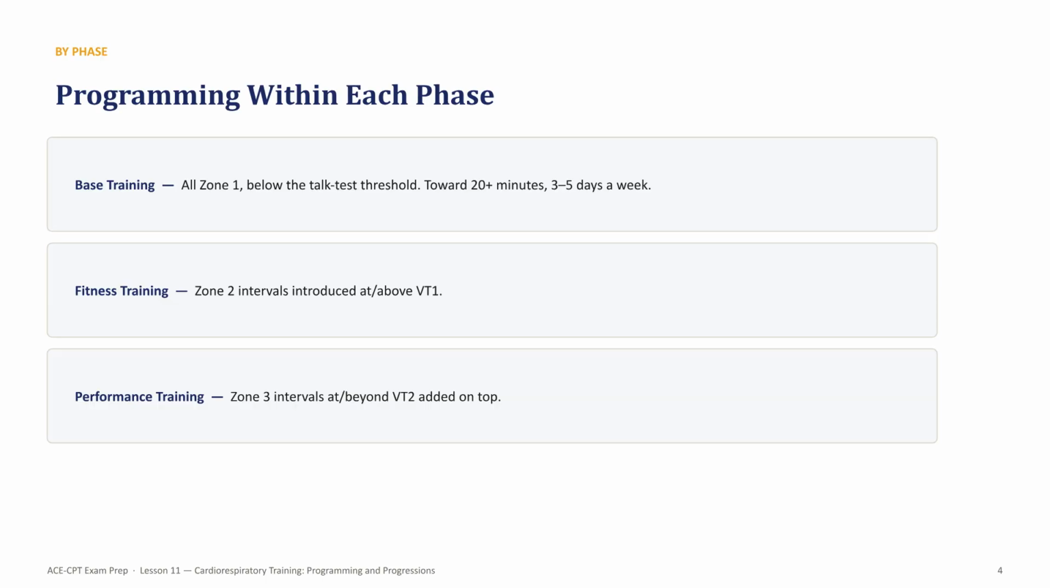In fitness training, you introduce Zone 2 intervals, performed at or above VT1. This is where real interval structure starts to enter the program. And in performance training, you add Zone 3 intervals, at or beyond VT2, layered on top of everything that came before. So as clients move through these phases, the program doesn't reset, it accumulates.